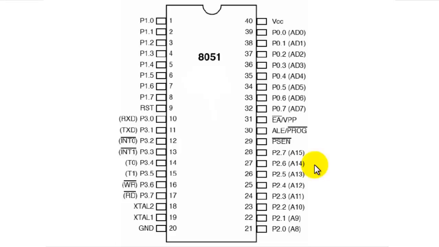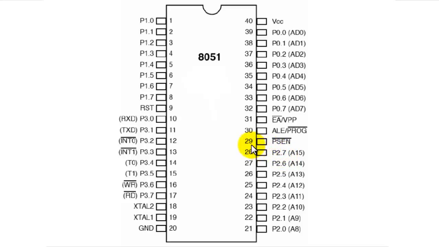So this feature is used when external memory is connected to the microcontroller, and this is the port that gives the higher byte address of the memory that is to be addressed. Also, apart from being used as the address lines, these can be used as GPIO, that is general purpose input output pins. So the same story goes for P2.0 through P2.7, that is the entire port 2.